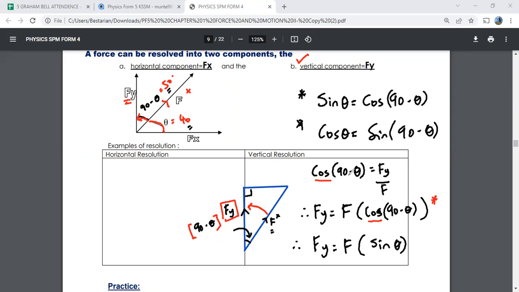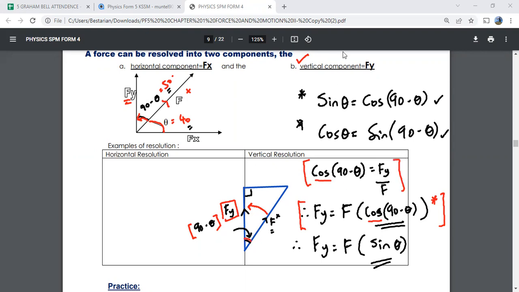So cos 90 minus theta equals adjacent over hypotenuse, Fy over F. So you realize Fy equals F cos 90 minus theta. So Fy is F sine theta. Why? Because cos 90 minus theta is also equal to sine theta, or cos theta equals sine 90 minus theta. But I always like you all to use one equation, cos. Use cos. So cos theta, or cos whatever angle value, is always equal to adjacent over hypotenuse.